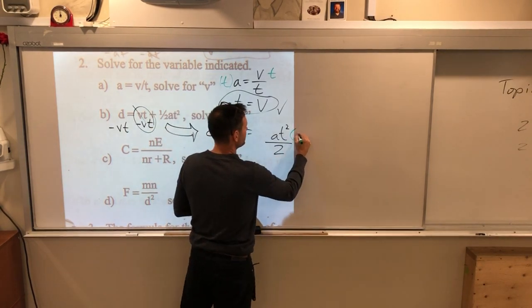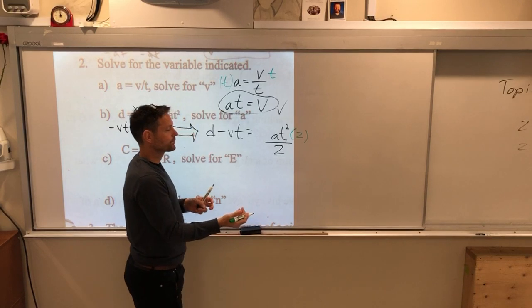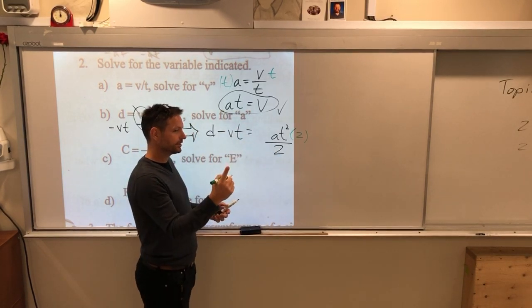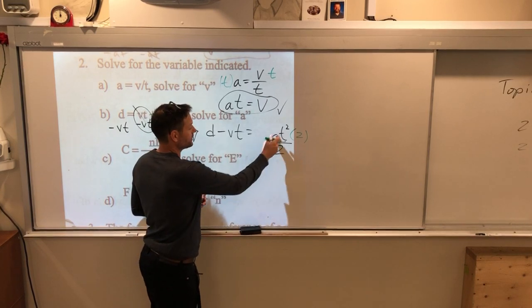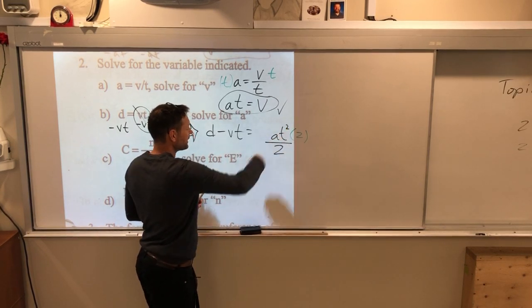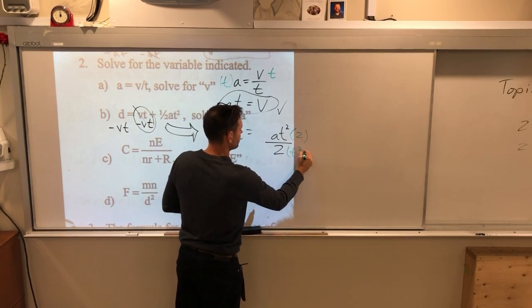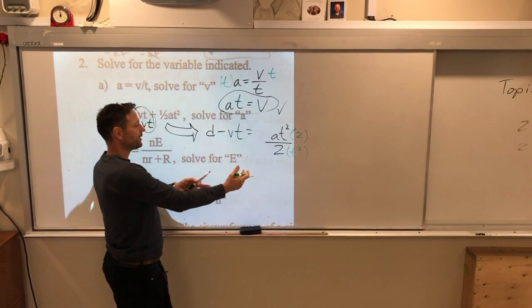So we times by 2 here, and if you think about it, it still works. 1/2 times 2 is 1, right? So that's what we want. We want 1 times all of this. So that's going to get rid of the 2. And we're also going to divide by T squared. So now we have to do that.